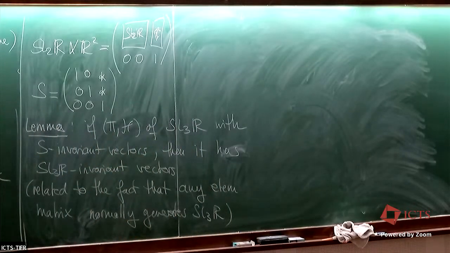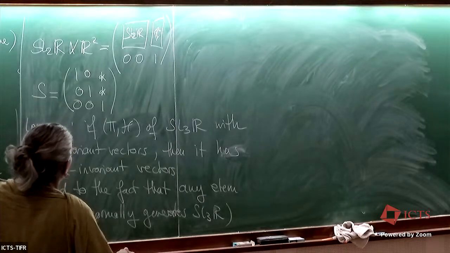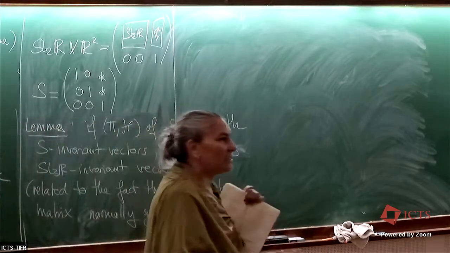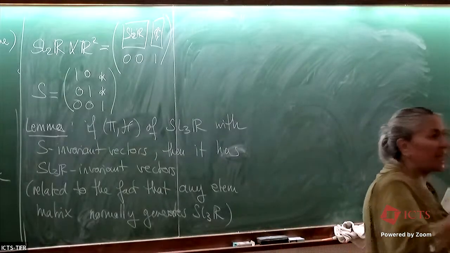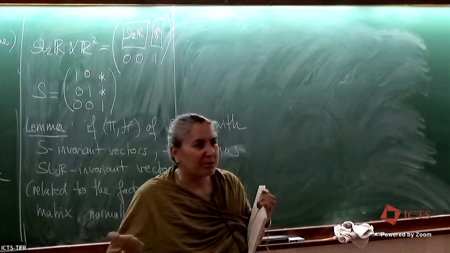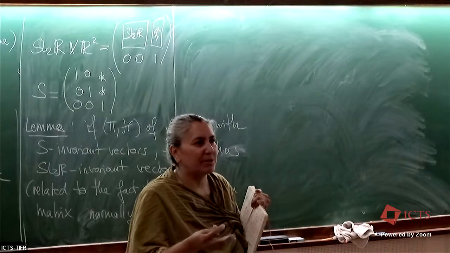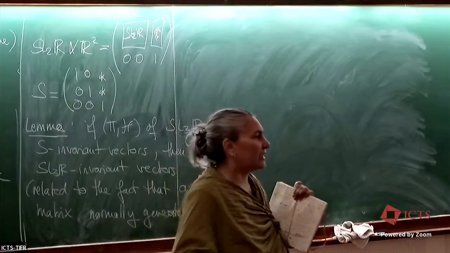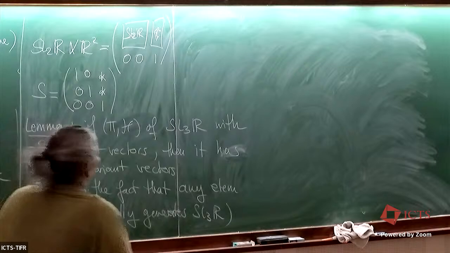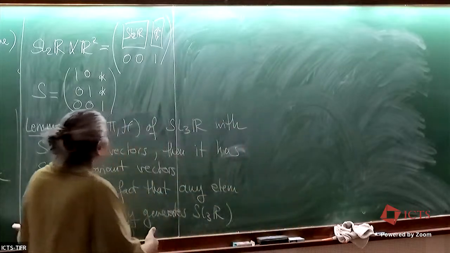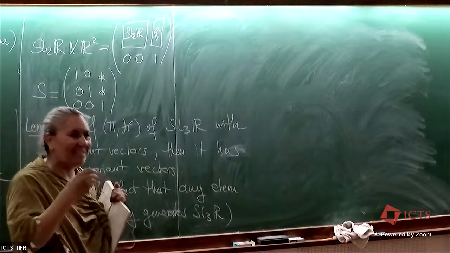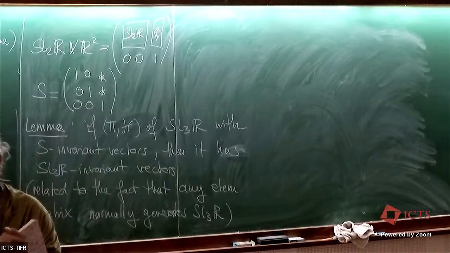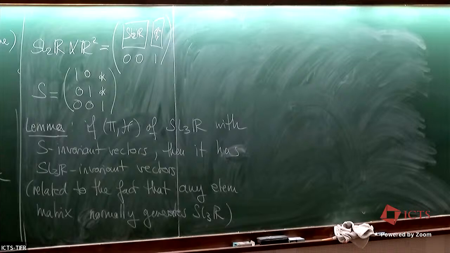Because you take an elementary matrix, it has a 1 somewhere, you just conjugate, you're going to put the 1 everywhere, so you're going to generate everything. And if you have a group action, and you have an element or a subgroup that normally generates your group, and the subgroup acts trivially somewhere, it will force the whole thing to act trivially. This is really an important comment: if you have a group that's normally generated by something, and the something acts trivially somewhere, the whole thing acts trivially.